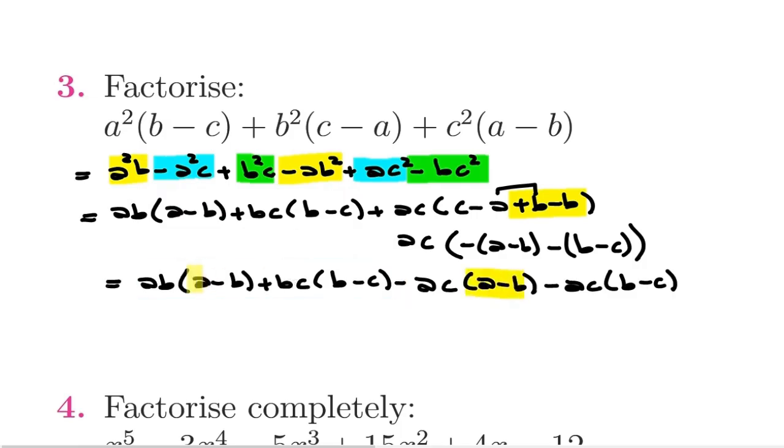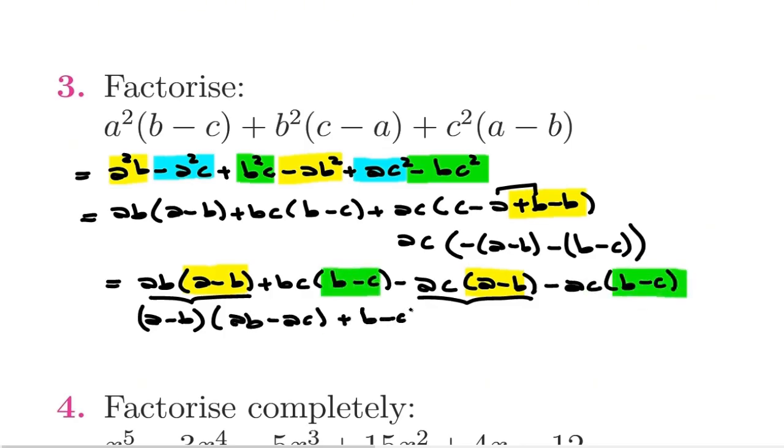Now I see a minus B with a minus B. And with this I factored out a minus B. What's left? AB minus AC is left. Now there's B minus C, B minus C. I factored out B minus C. What's left? BC minus AC. BC minus AC is left, like this.